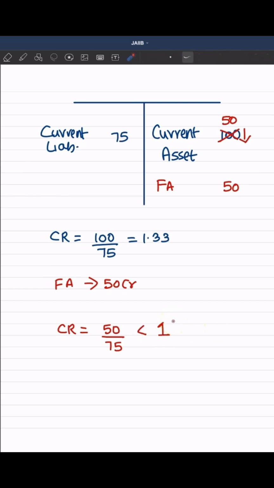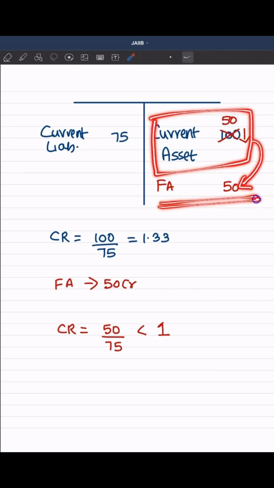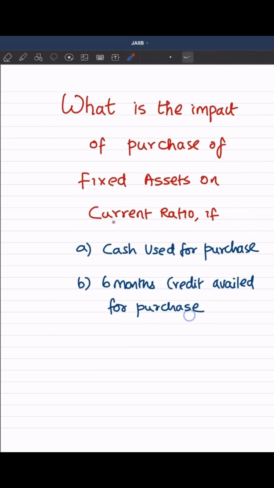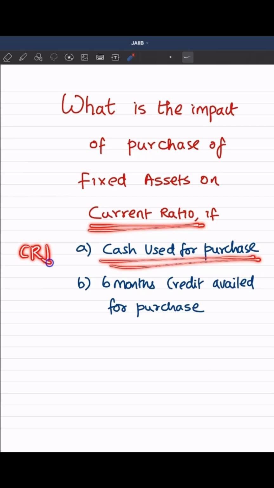So the understanding is when the current asset, in this case cash, is used for purchase of fixed asset, then obviously there will be drop in current ratio, which we can see here. This happened because the existing resource is used for acquiring the fixed asset without bringing in fresh funds. So answering the first question, what will happen to the current ratio if cash is used for purchase? The answer is current ratio will drop.